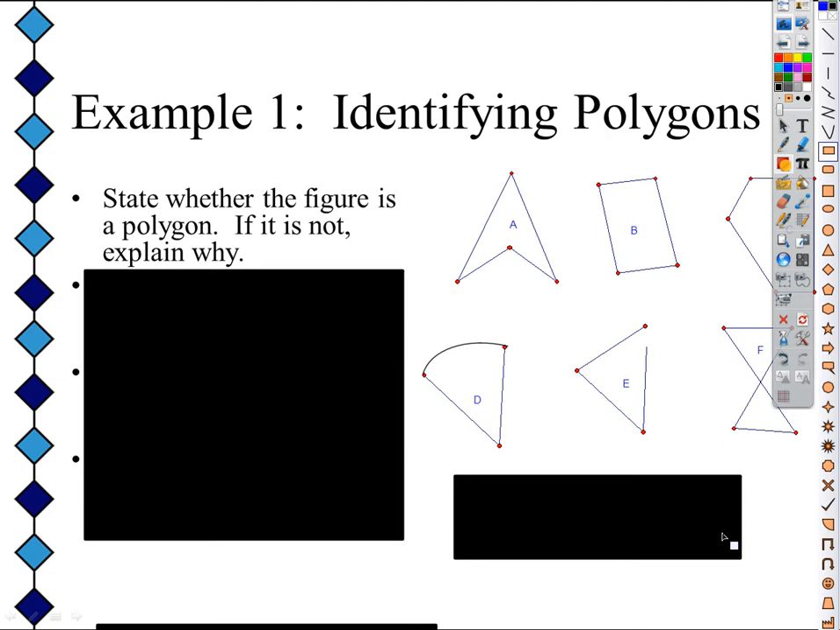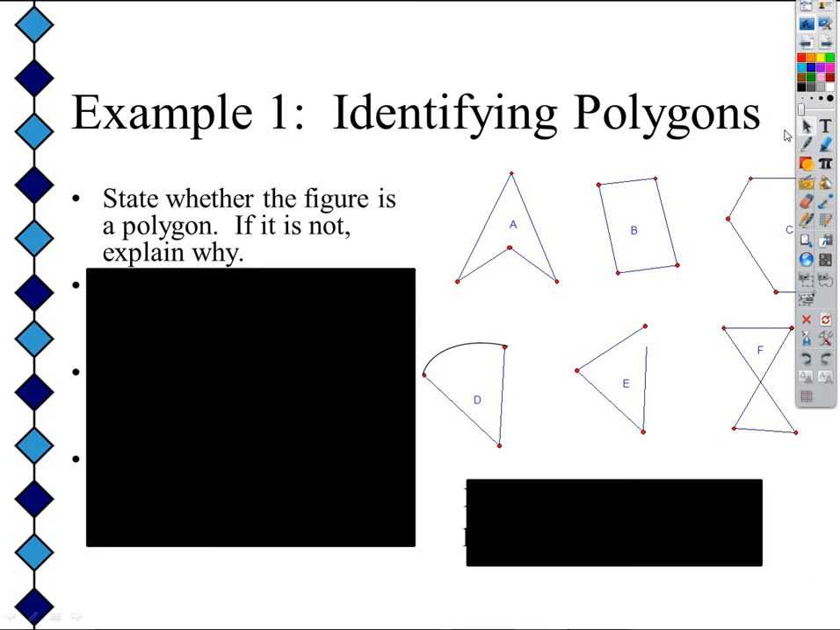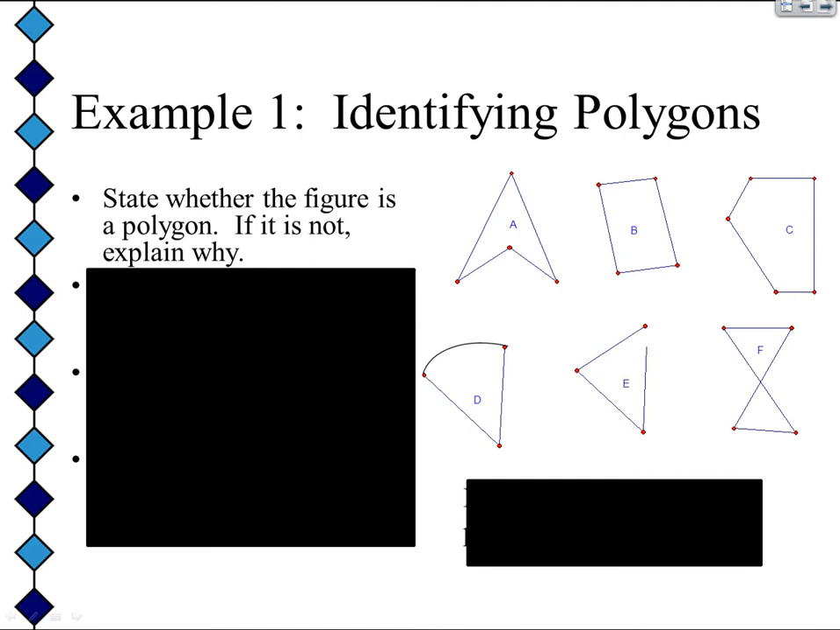Okay, so what about these figures right here? We want to decide which of these are polygons, which aren't. How about A? You buy it? Okay, seems okay. Straight segments, yeah, makes sense. Looks like all of the vertices intersect exactly 2 sides. Looks good. How about B? Yeah. Check. B looks good. How about C? Yeah. Okay.